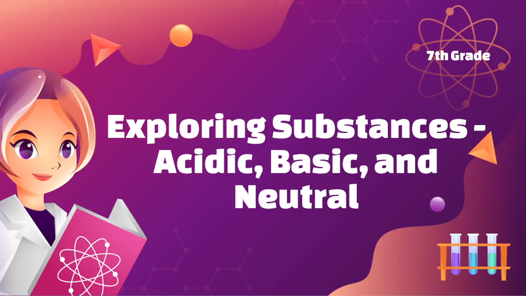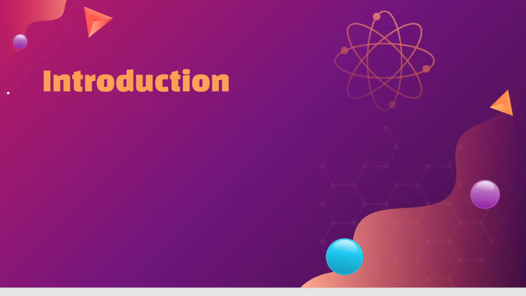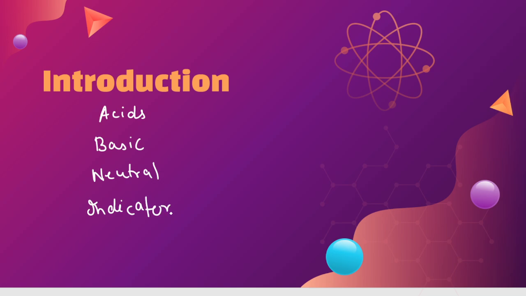Today we are going to learn chapter 2 of class 7th, exploring substances: acidic, basic and neutral. As the name suggests, we are going to learn about acids, basic substances, some neutral substances, and some indicators. In this we are going to learn three types of natural indicator: litmus, red rose and turmeric.